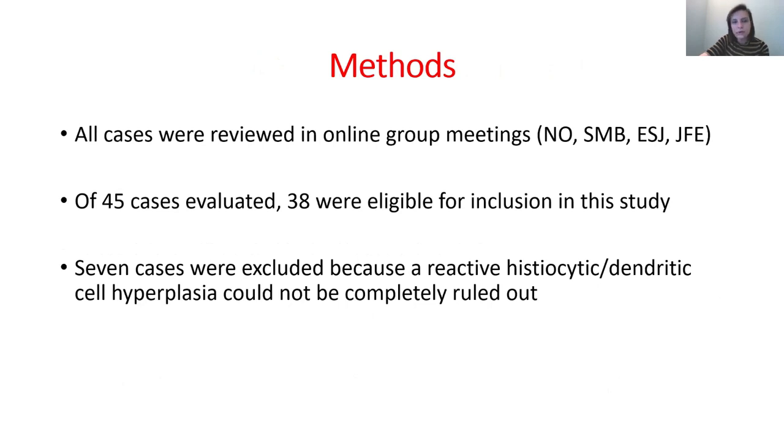So all cases were reviewed in online group meetings, in Zoom meetings, from NIH, myself and Dr. Elaine Jaffe, and from France, Dr. Sarah Benizri and Dr. Jean-François Emile joined all of these meetings. And basically all cases were decided based on consensus. So far, we evaluated 45 cases, and 38 were eligible for inclusion in this study. And 7 cases were excluded because a reactive histiocytic dendritic cell hyperplasia could not be completely ruled out.